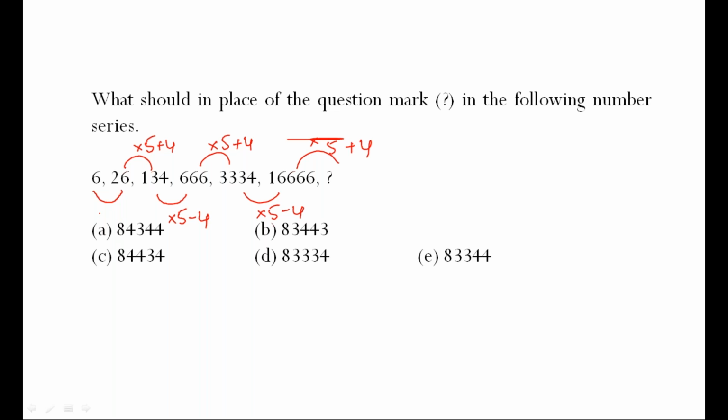If you see this, 6 into 5 is 30, minus 4 is 26. This is like into 5 minus 4. Into 5 minus 4, into 5 plus 4, alternate. Into 5 minus 4, into 5 plus 4, into 5 minus 4, into 5 plus 4. Like that you have to perform. See this. There are a lot of logics, my dear friends. So you should get updated while practicing. Now once you solve, hope you got 83,334. Yes, correct. Option D is correct. 83,334 is the correct answer.